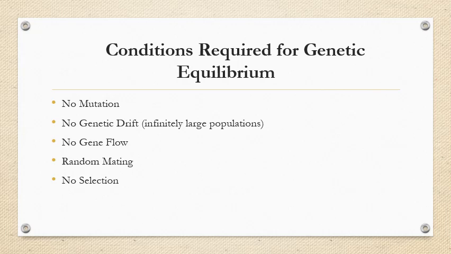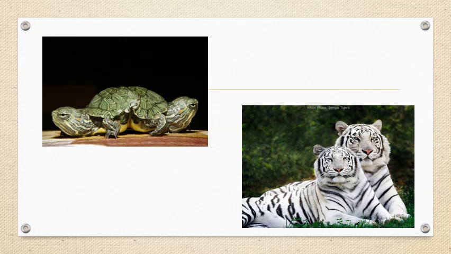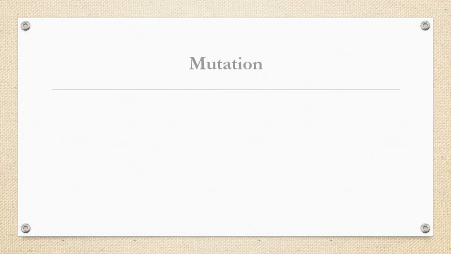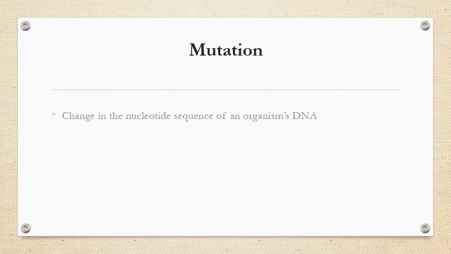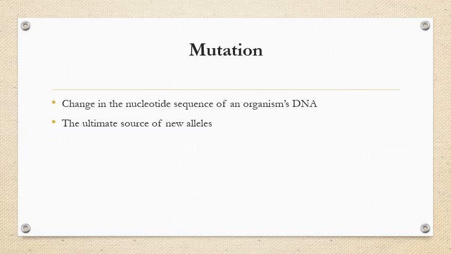So once again, the 5 assumptions are no mutation, no genetic drift, no gene flow, random mating, and no natural selection. The first assumption that I would like to discuss is no mutation. Mutation is defined as a change in the nucleotide sequence of an organism's DNA.